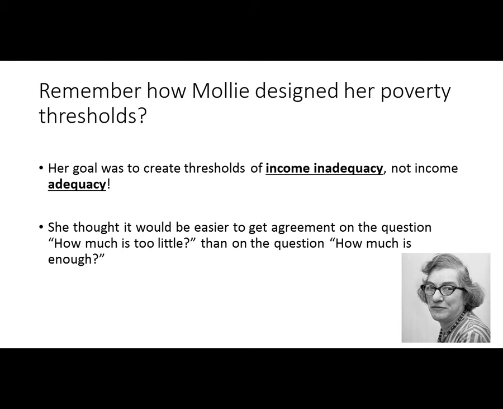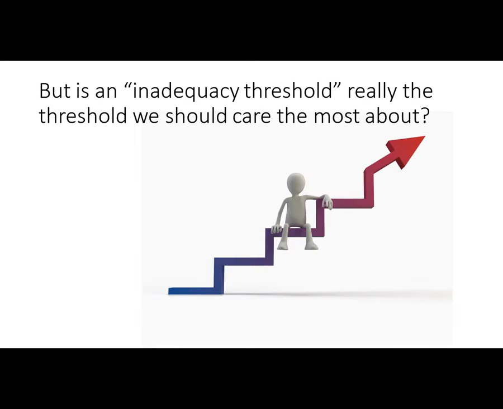Her thresholds were never meant to be thresholds of income adequacy. And the reason was because she thought it would be easier to get people to agree on the question of how much is too little, rather than on the more controversial question, how much is enough? The question that we're thinking about today is, is that really the sort of threshold we should be thinking of? Should we really be worried about an inadequacy threshold? Is there something else we ought to care about?